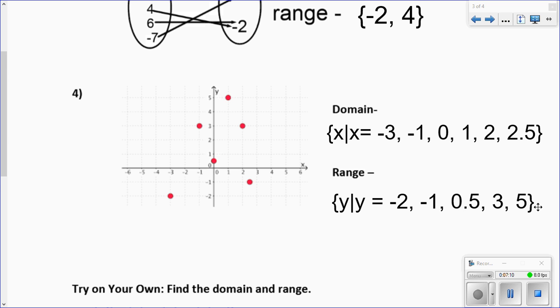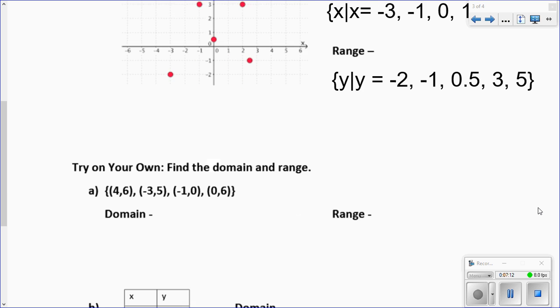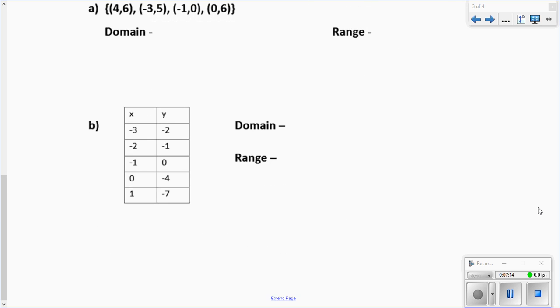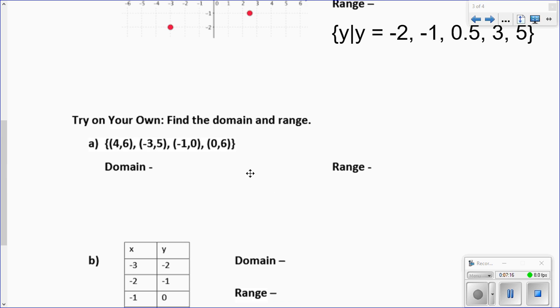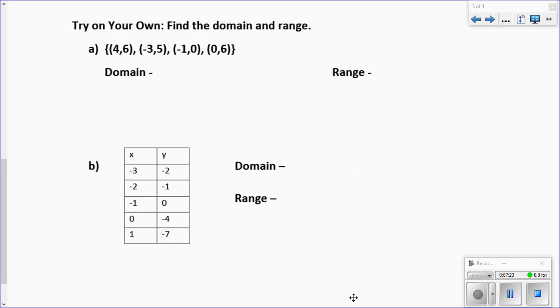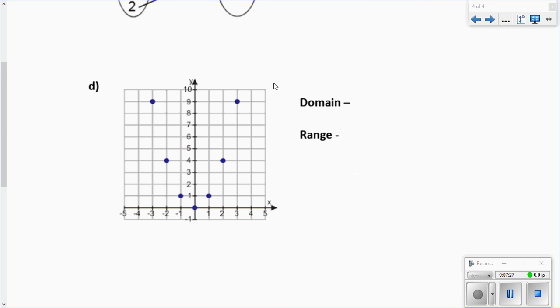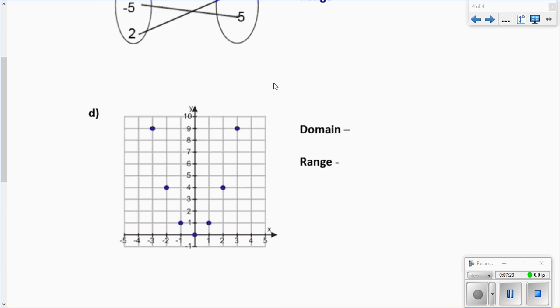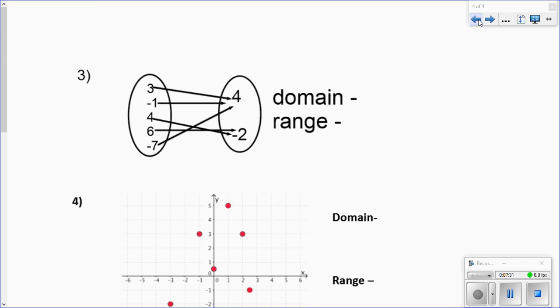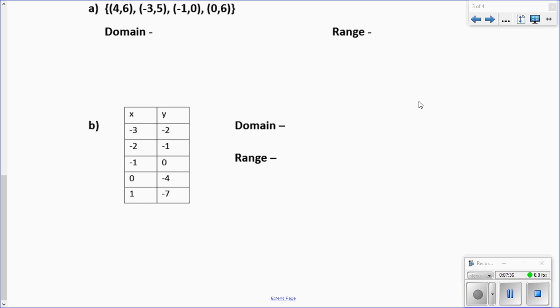Okay? So you have number 4 to try on your own as well. I would suggest doing a couple of these in set builder notation and a couple in regular notation, so you can practice it both ways. They're the same kind of problems that we just did, so it's not anything really different. But go ahead and give that a try, and then we will go over any questions and the answers to these try on your own next class.